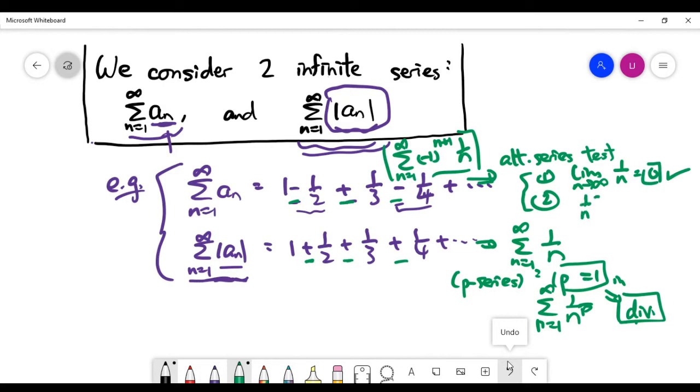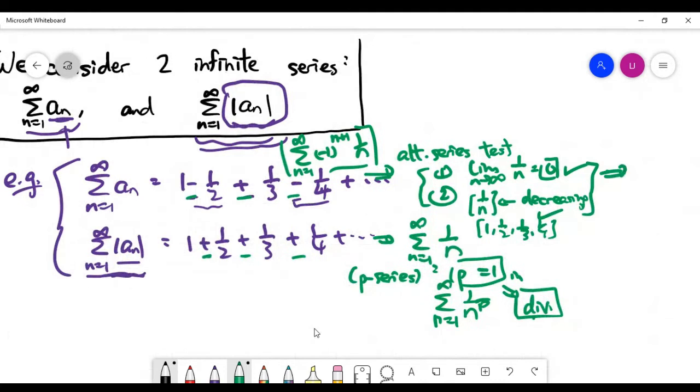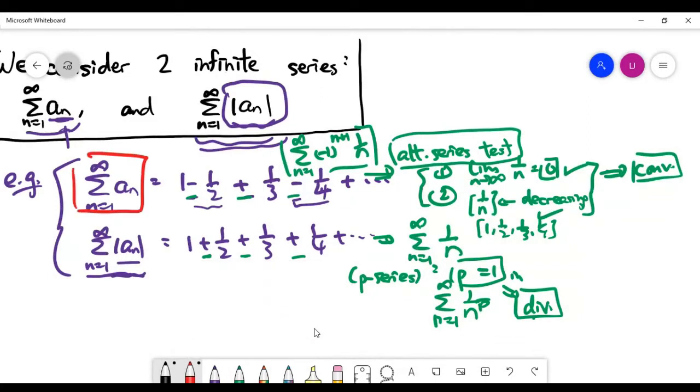How about condition 2? Condition 2 means you have to check that the sequence of numbers here is decreasing. I think it's quite obvious that all of these are decreasing if you write down all the terms inside the sequence. So there's no doubt both conditions are satisfied. It means that the first series we consider is convergent based on the alternating series test. Now you can see these two series may not have the same behavior: my original series is convergent by the alternating series test, but the second series is divergent by the P series test.